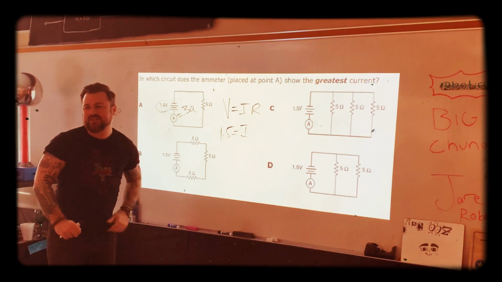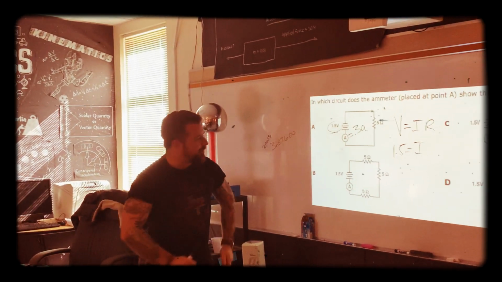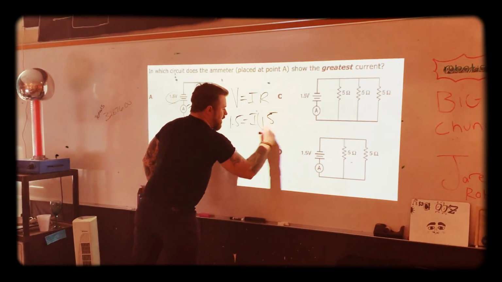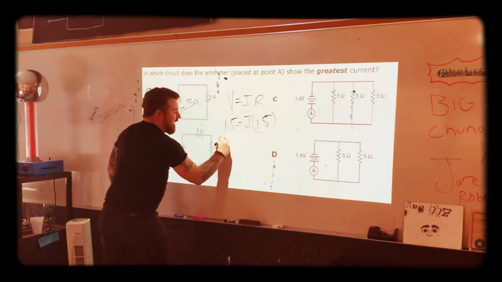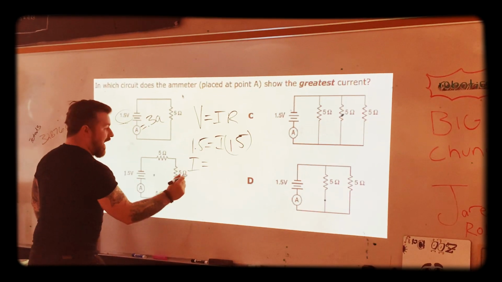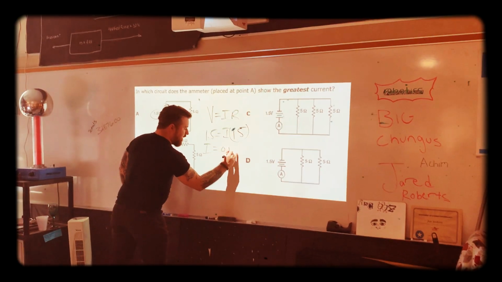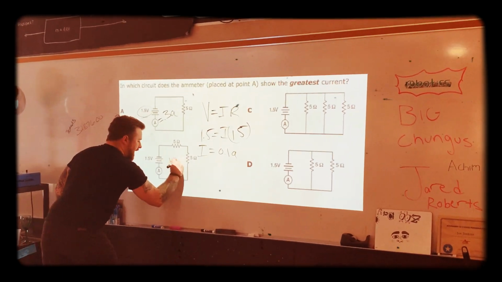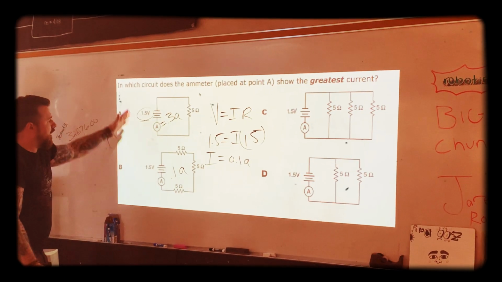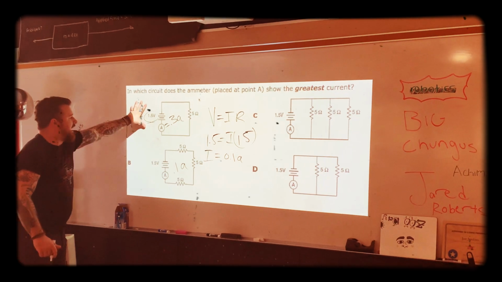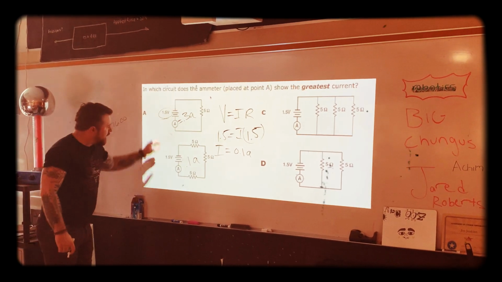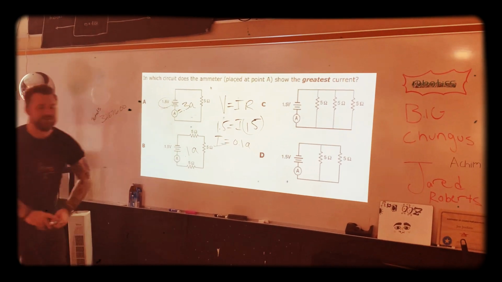What is the total resistance, y'all? 15. So, right here, what is I? 0.1 amps. So 0.1 amps. Which one has the most current out of these? A, for sure. Because this one has more resistors.